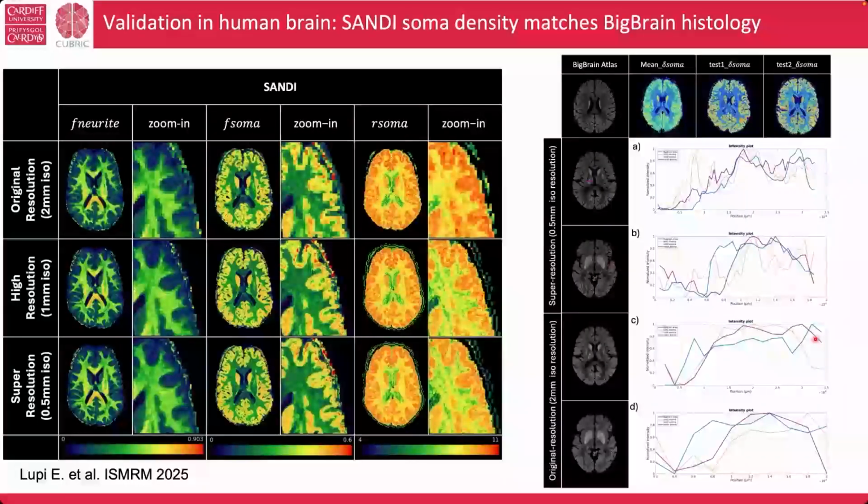So there are two nice results here. One is that actually what SANDI estimates correlates nicely with the actual cell density. But the other result is that it's important to push for resolution when you want to use these kinds of techniques. Because in the cortex, you really want to try to see all those features.